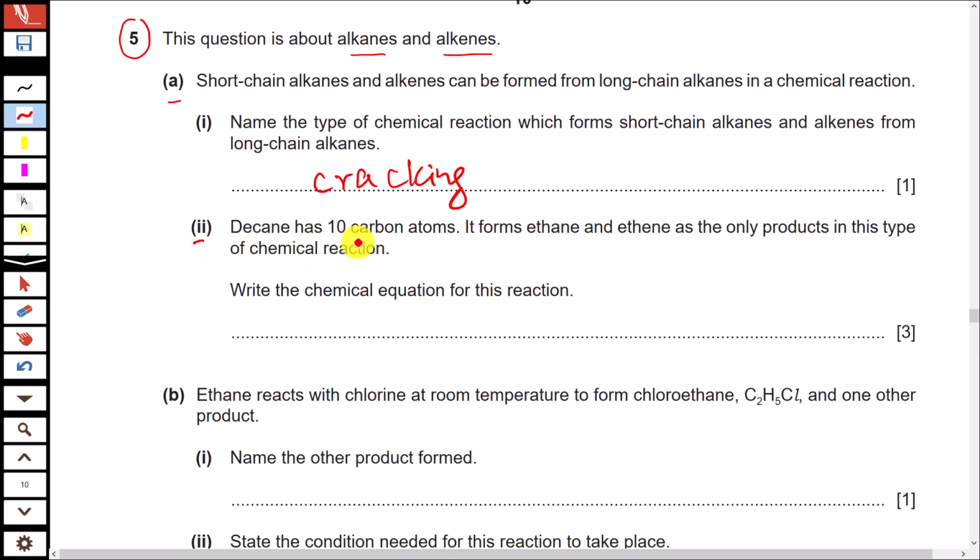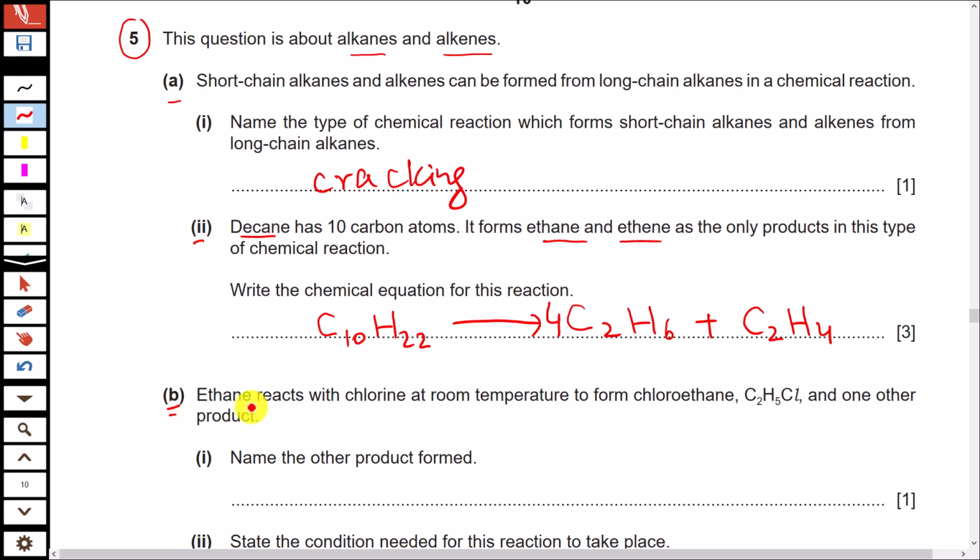Part 2, decane has 10 carbon atoms. It forms ethane and ethene as the only products in this chemical reaction. Write the chemical equation for this reaction. Reactant for this chemical reaction is decane. It has formula C10H22 and it produces ethane C2H6 and ethene C2H4. These are the only products. There is no other product. Now balance this. Multiply C2H6 by 4 and yes, this equation is balanced now.